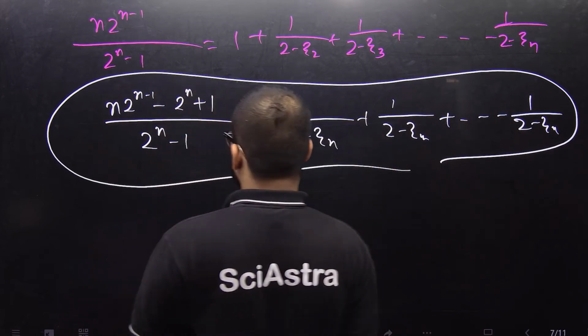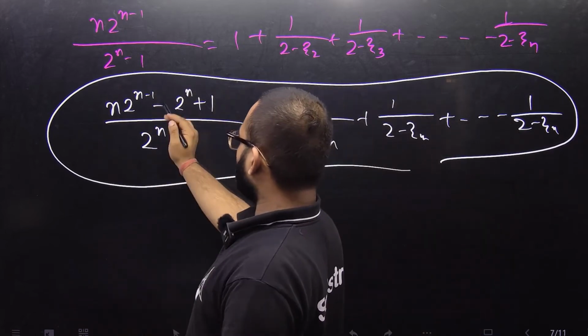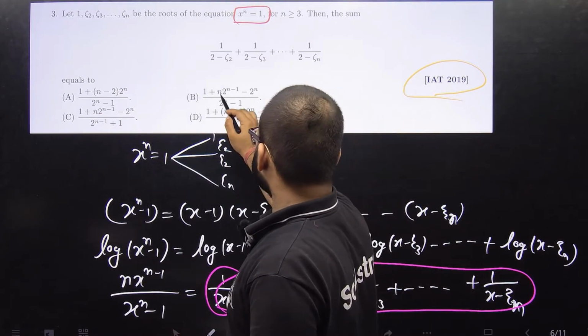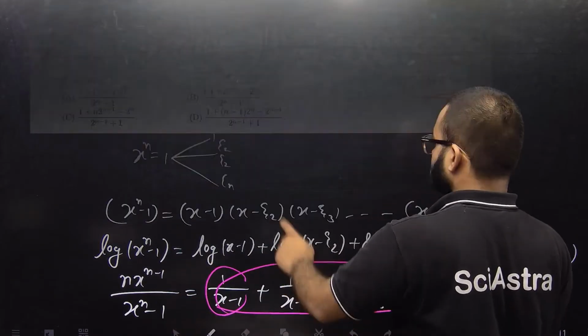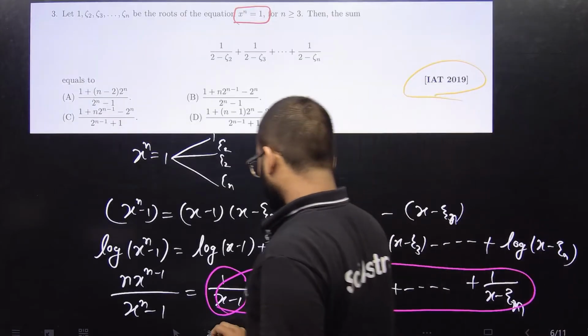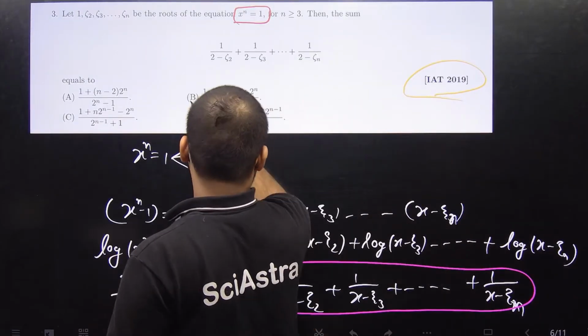And the answer is n into 2 to the power n minus 1 minus 2 to the power n plus n into 2 plus 1 plus 1 upon 2 to the power n minus 1. So our correct answer is option B. So the right answer of this question is option B.